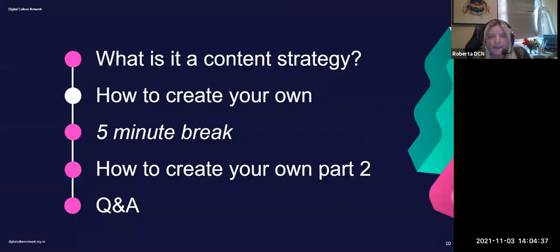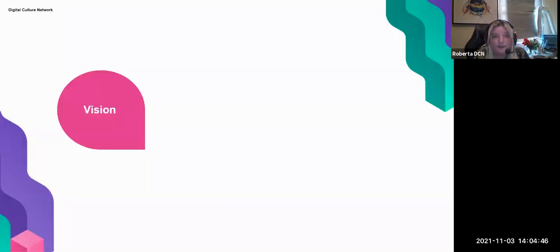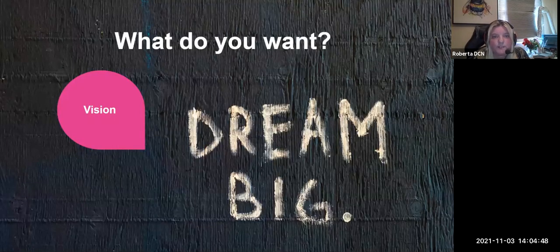Sounds good, eh? So let's move on to how you can create your own content strategy and my step-by-step process. It all starts with a vision. What do you want? The first thing you need to do is think about your purpose as an organization. What's your North Star? Where are you trying to get to?